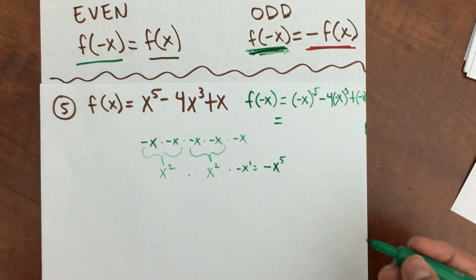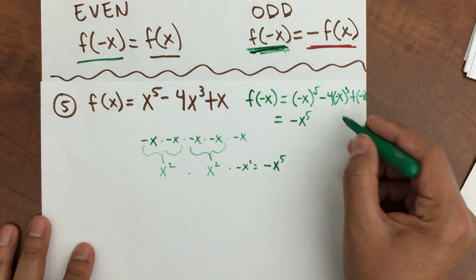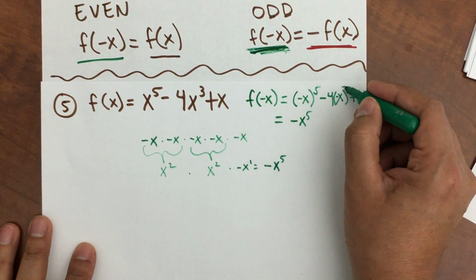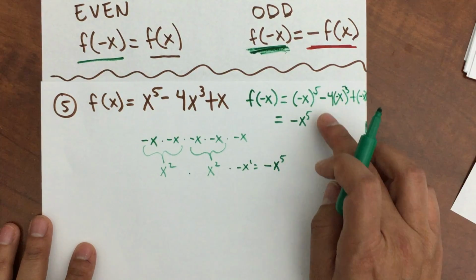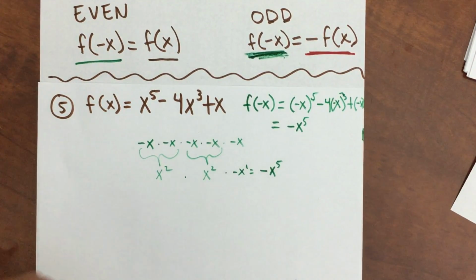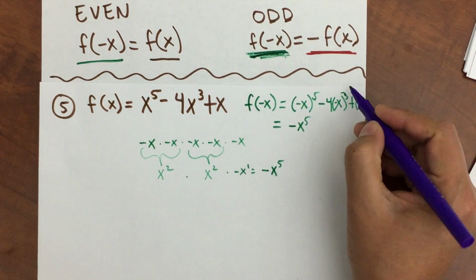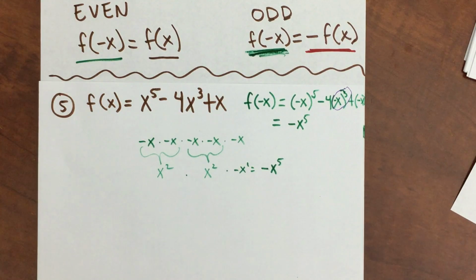Okay, so the answer here is negative x to the fifth. Now, some people want to do negative times negative is positive 4x cubed, and no, that's not what it should be. Why? Because first you have to do the exponent in here, okay?